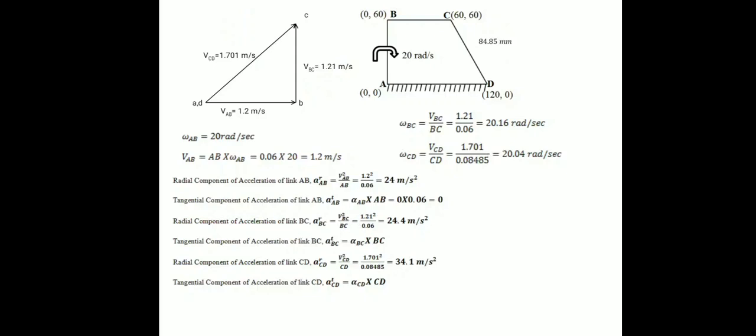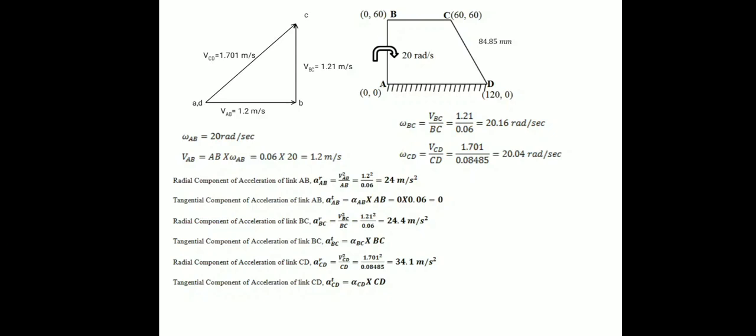Now we need to find accelerations. For that, we have different equations. The basic equations are, there are two components of acceleration, radial component and tangential component. For finding the radial component, we can use the equation AR is equal to V square divided by link length, and for the link AB, AR AB will be V square AB divided by AB is equal to 1.2 square divided by 0.06 equal to 24 meter per second square.